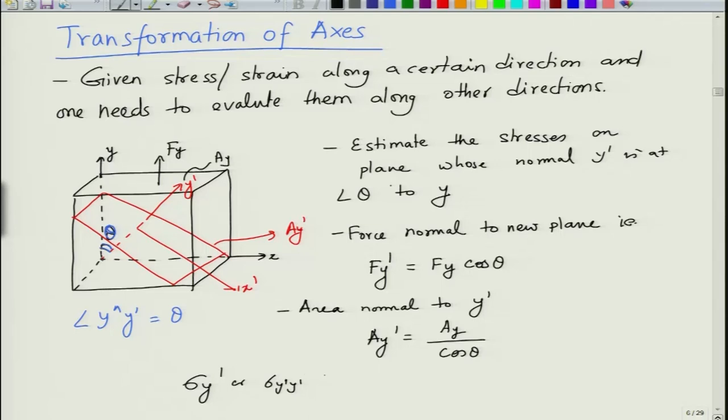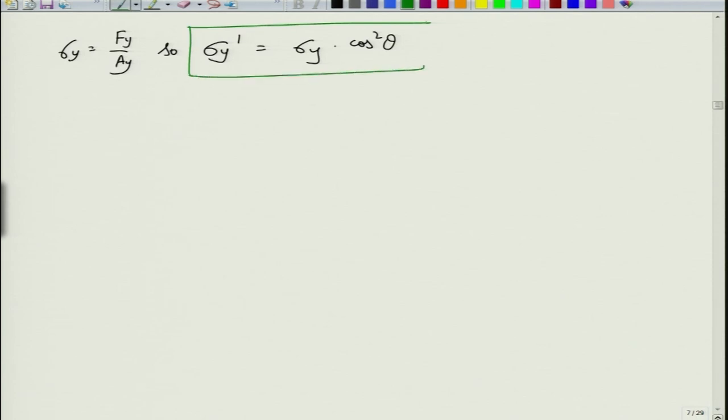sigma y prime to be precise, is equal to Fy prime divided by Ay prime, which is equal to, you can see now it becomes Fy divided by Ay into cos square theta. So essentially sigma y prime, with sigma y equal to Fy divided by Ay, becomes sigma y into cos square theta. So this is the first relation that we have worked out by transforming the axis.